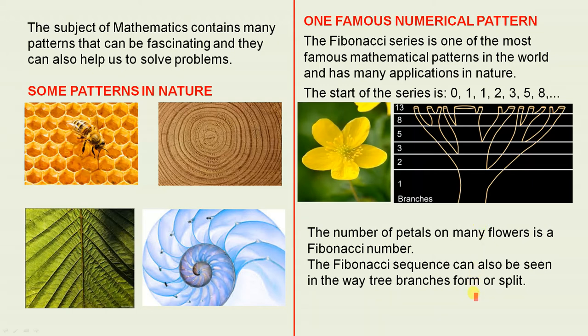The Fibonacci sequence can also be seen in the way tree branches form or split. Now if you see here, that's the tree trunk. Now see this little trunk coming out here? We've got 1, 2. See that? There are 2 branches there now. Go to the next level. 1, 2, 3. Go to the next level. 1, 2, 3, 4, 5, and so on. So that's also a beautiful example of a pattern in nature involving the Fibonacci series.